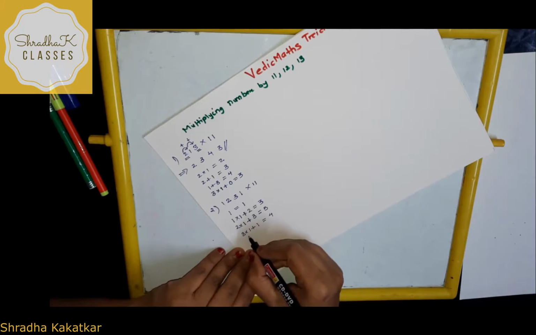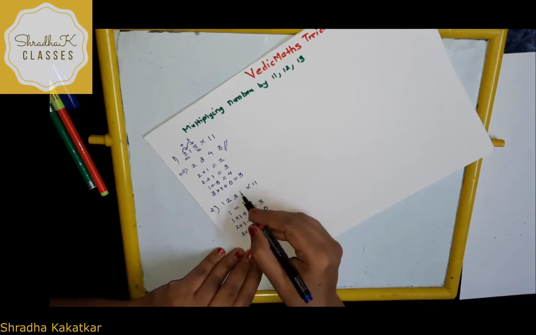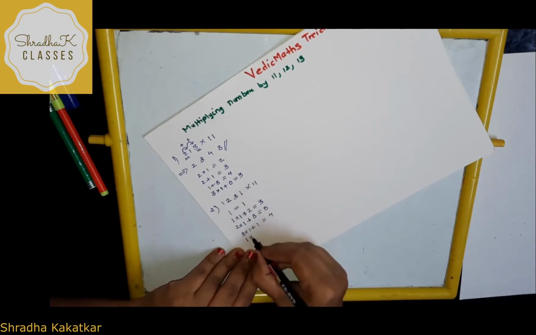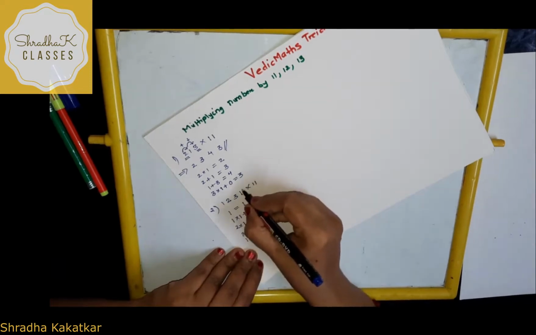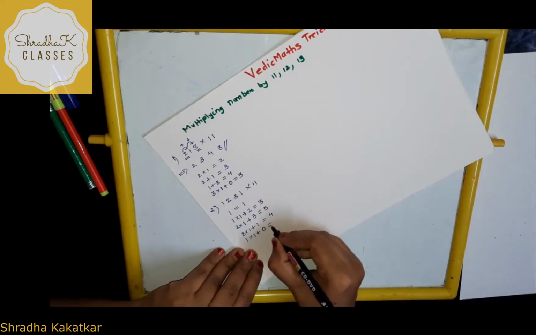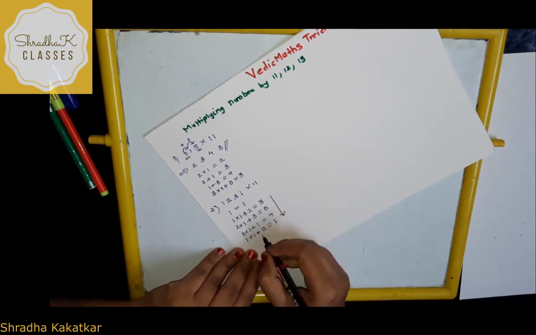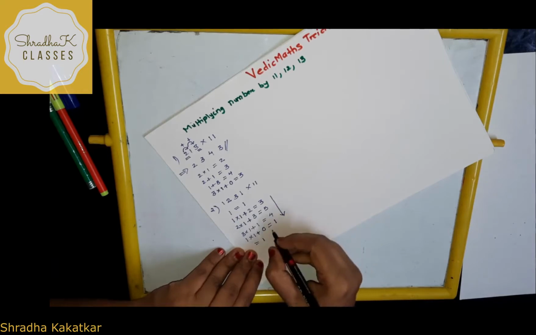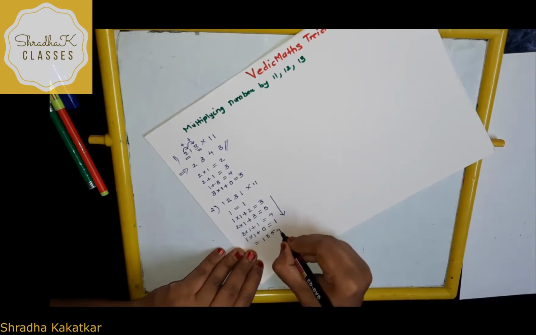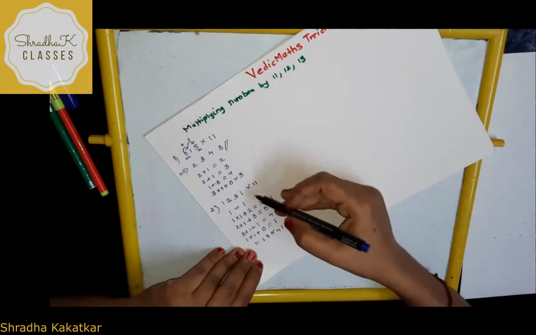And then again, what is the last digit? 1. Again into 1 plus, there is nothing next to it, so 0. So this is 1. So what is the answer? You have to write the answer this way: 1 3 5 4 1.